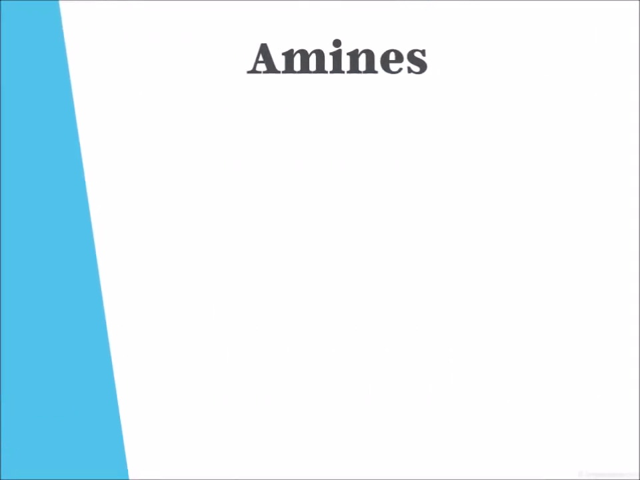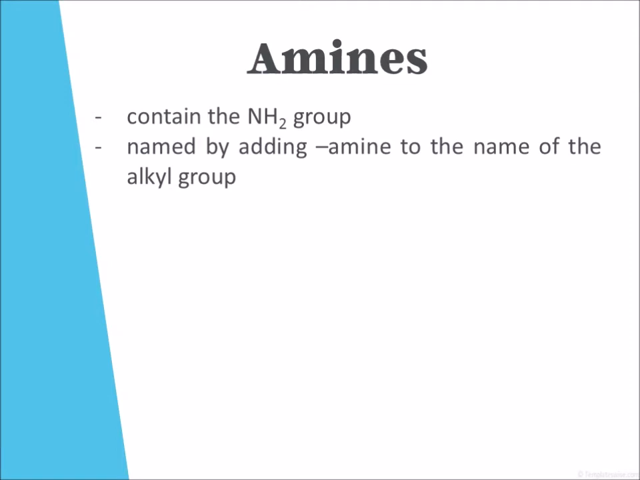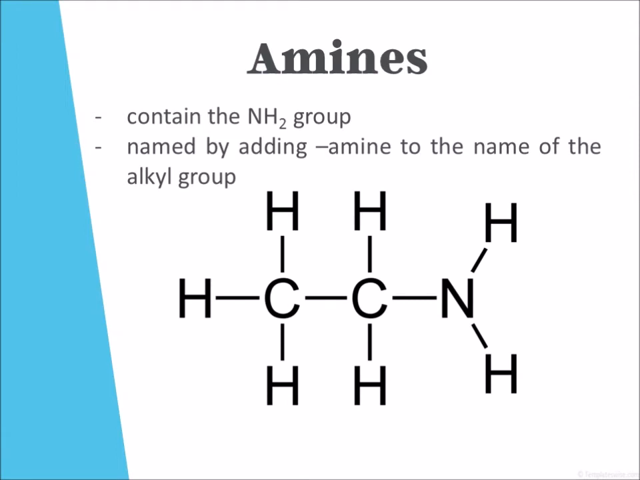Next, we have amines. These are substances which contain the NH2 group off the side. Amines are named by adding the suffix amine to the hydrocarbon name, or amino if the group is with another functional group. If there's only one carbon atom, it's going to be methylamine. But in the example, we have two carbon atoms, so it's going to be ethylamine.